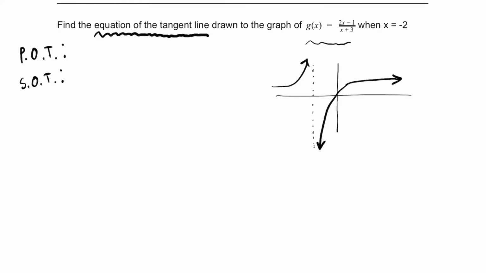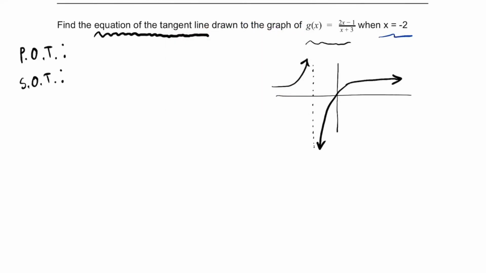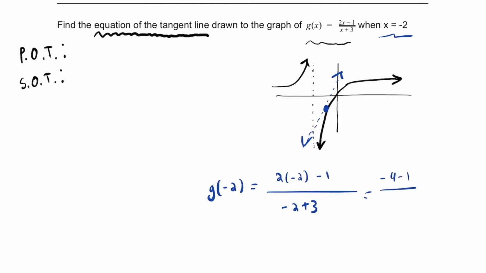But the point is here, I want to know what is the equation of the line tangent when x equals, let's say, -2. So I'm looking for the equation of this line. Well, to find out what the point of tangency is, I just need to plug in -2. So the first thing I'll find is g of -2 equals 2 times -2 minus 1 all over -2 plus 3. That's going to be -4 minus 1 over 1. That's going to be -5. Okay, so the point of tangency here is -2 comma -5. And that's reassuring. That looks at least plausible with my graph.